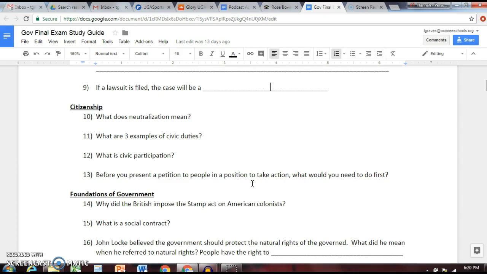citizen. You're not born in the United States, but you become a U.S. citizen. This should say, let me go ahead and fix this. This should say naturalization, not neutralization, naturalization. All right, I think we fixed it there. I totally did not fix it.